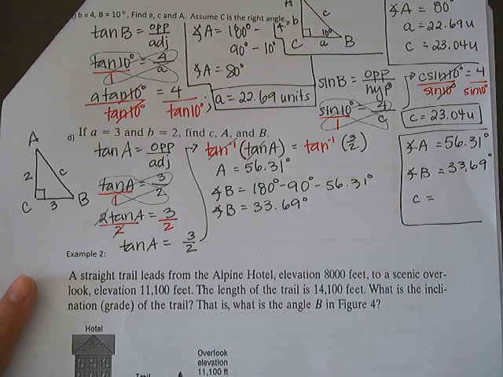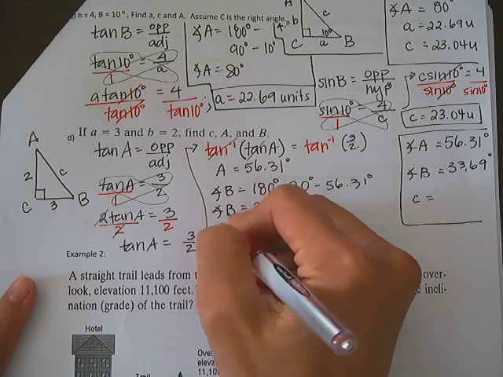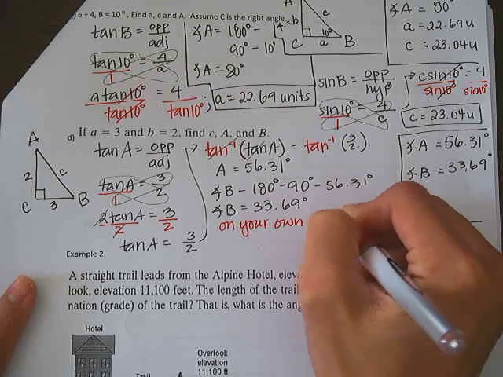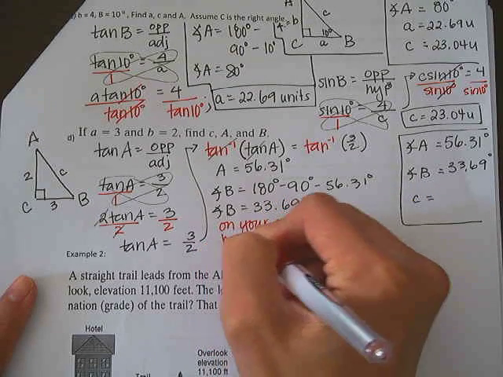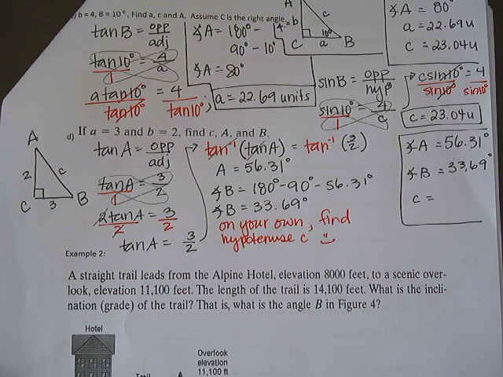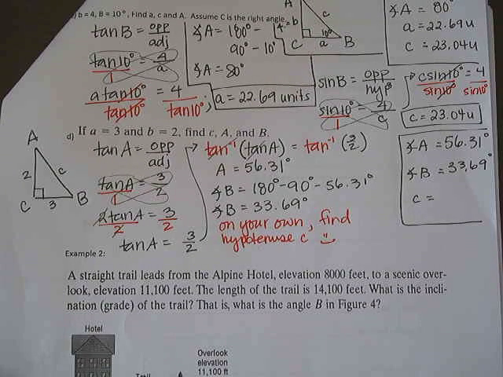So this is the part that I'm going to ask you to do on your own, okay? On your own, find hypotenuse C. Okay? So go ahead and pause right now. Try to find C on your own. The next time I check your notes, that should be all done, and I need to see your work as well. There's no way that you can do this in your head. I don't care how smart we are. When it comes to trig and calculators involved, I need to see some work.